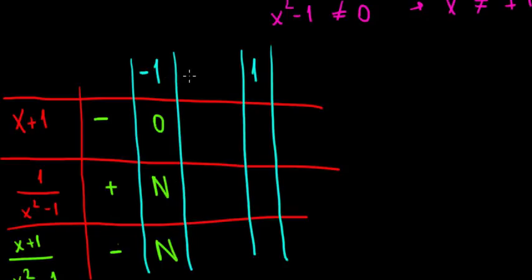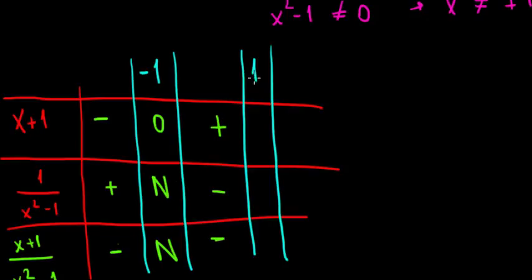What happens between minus 1 and 1? Let's take a value like 0. 0 plus 1 is a positive number, it's just 1, so we put a positive sign. Then 0 squared minus 1 is minus 1, a negative number. And then the whole result is going to be negative, because a positive value divided by a negative value gives a negative value.